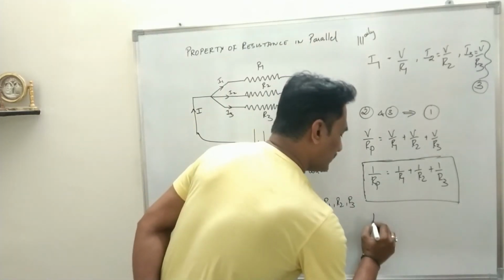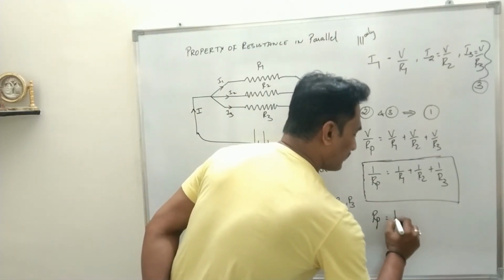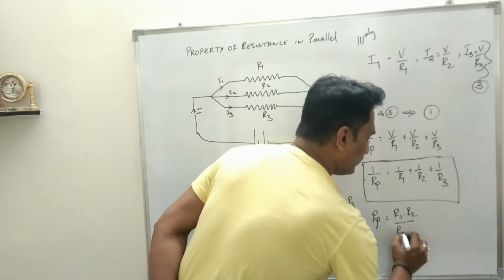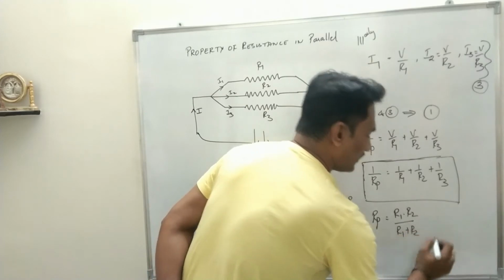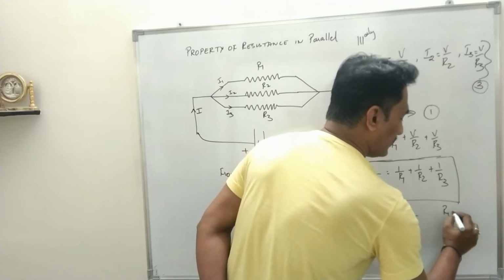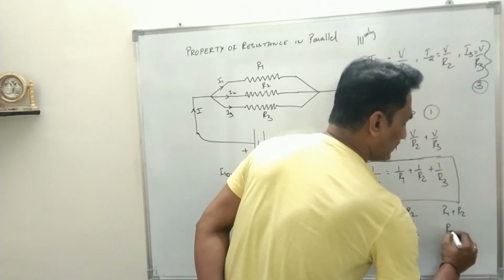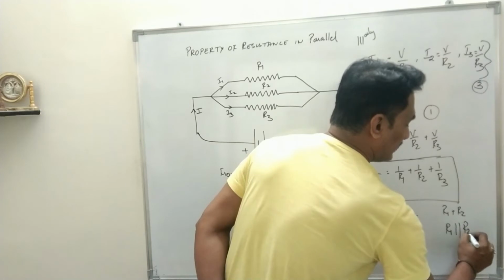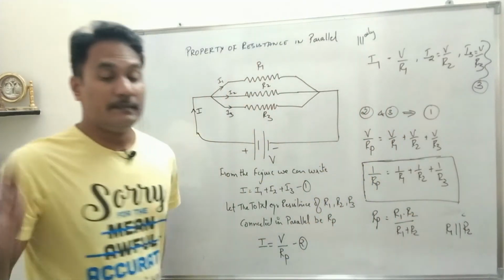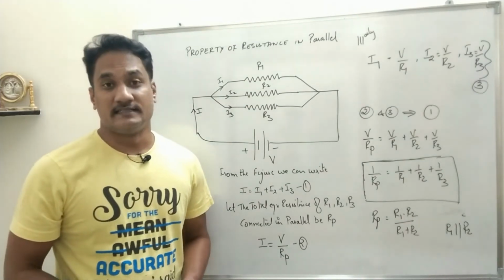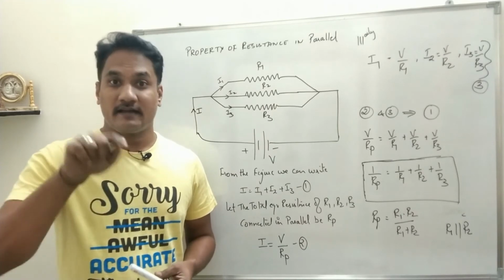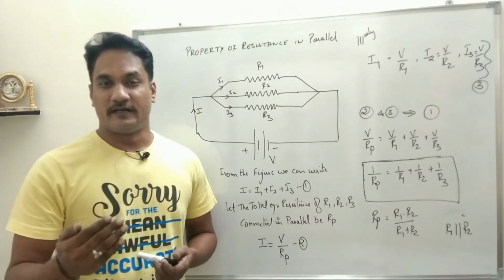And if two resistors are connected in parallel, the formula is R1 into R2 upon R1 plus R2. So when the resistors are connected in series, we indicate by R1 plus R2. When it is connected in parallel, we indicate like this, that R1 and R2 are in parallel. And a very important point to note is that when two values of resistance are the same and connected in parallel, the value becomes half.